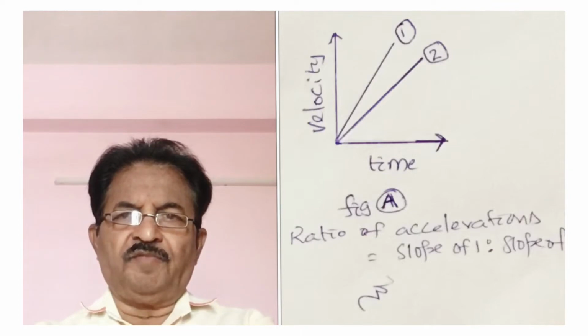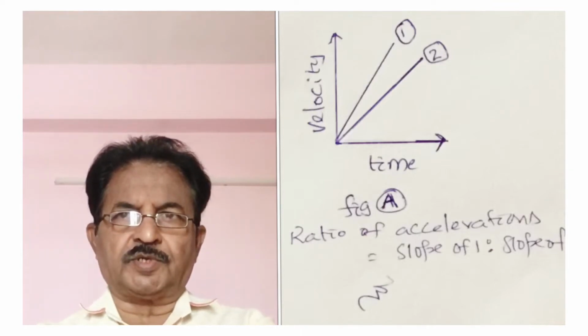Hi. In the last class, I discussed graphs and two concepts I covered. One is slope, another one is area. Now let us see the applications. I have shown one graph before you which represents two bodies moving with constant acceleration and starting from rest. The question is, which of the two bodies has greater acceleration?